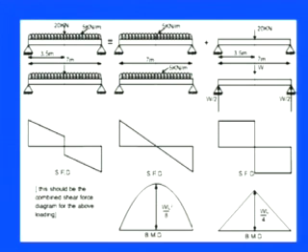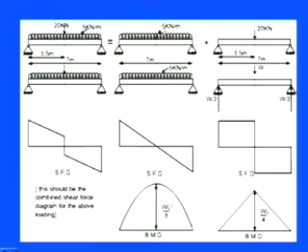Again we can segregate into two parts, as we discussed in the previous case. First, just go with the UDL. This is the first case, with the UDL only: 5 kilonewton per meter, and 7 meters is the total length. For that, this is the shear force diagram, as we discussed in the previous cases, and this is the bending moment diagram.